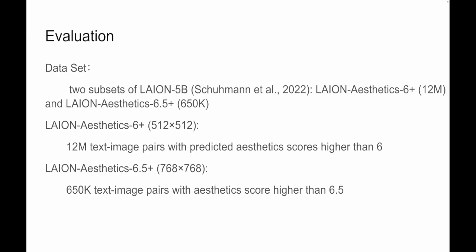And then last, my partner Potential will introduce the evaluations of this model and the conclusions. Thank you.